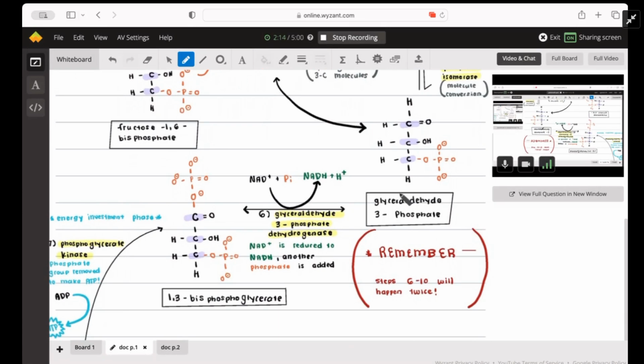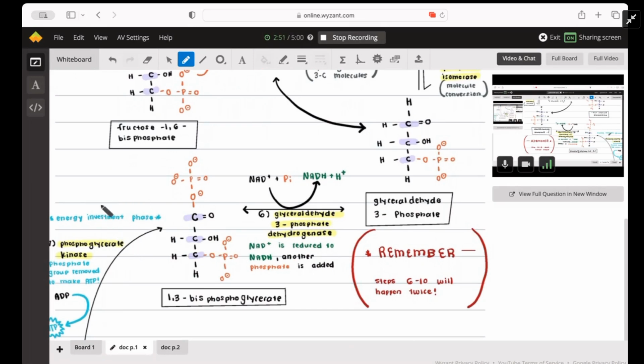So once we have glyceraldehyde 3-phosphate, glyceraldehyde 3-phosphate dehydrogenase is the enzyme that's going to reduce NAD plus to NADH and add another phosphate group. So here, reduction is an addition of electrons. So we have NADH, and we're adding another phosphate group. So again, this 3-carbon molecule, 1,3-bisphosphoglycerate, is unstable because it has 2 phosphate groups attached.